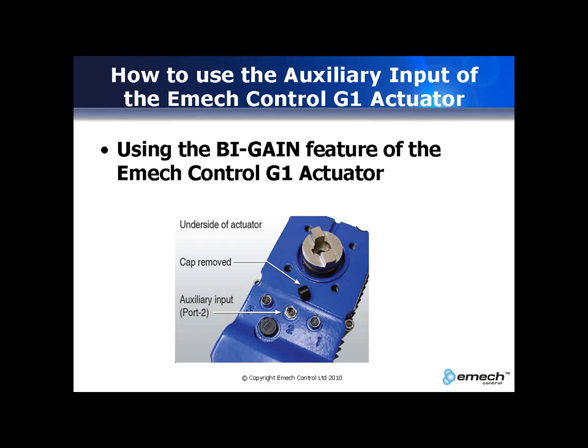This video will show you how to configure the Emech G1 actuator for bi-gain control. The auxiliary input port of the Emech actuator allows the actuator to accept a binary signal from a device such as a flow switch, a flow sensor, a level switch, or from a manual switch, or it can accept a signal from a PLC device. This binary signal can be used to enable bi-gain control.